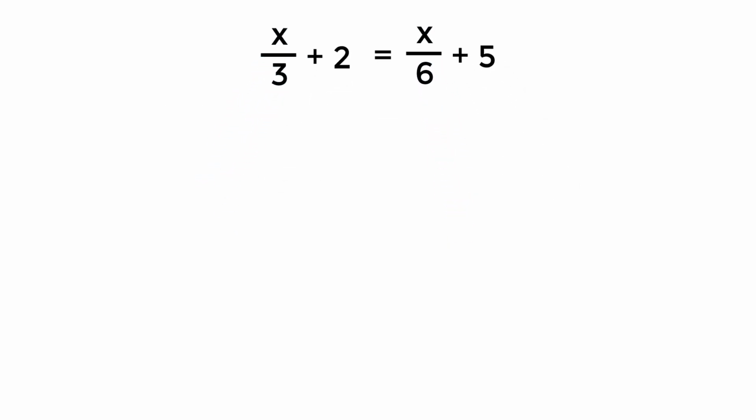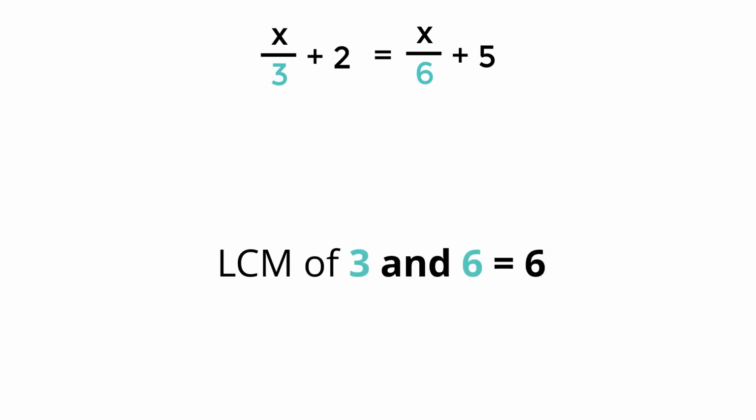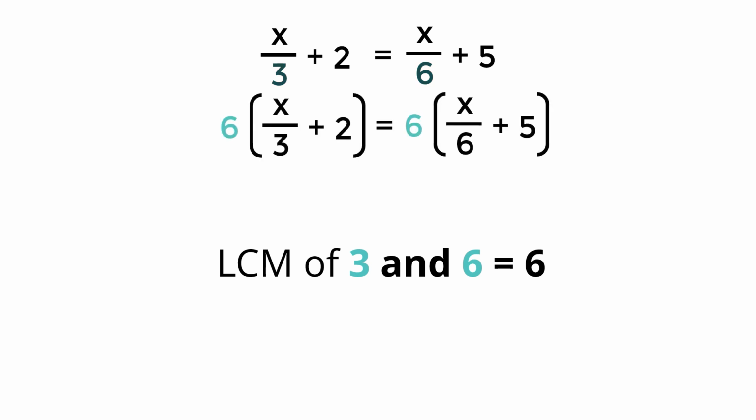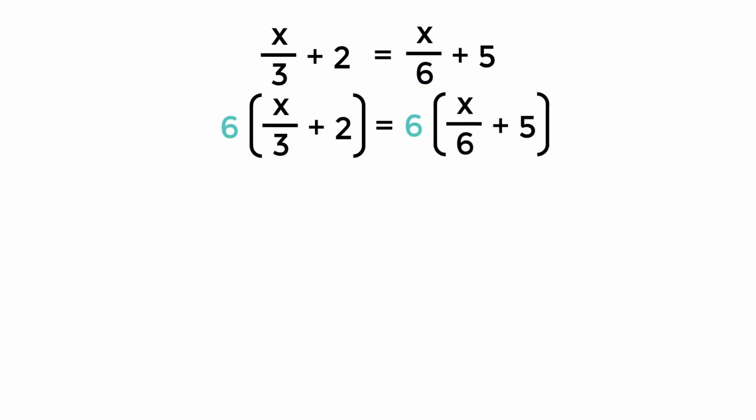Both sides of the equation contain fractions. To remove the fractions, we first find the lowest common multiple of the denominators, 3 and 6. If you need a quick review of how to find the lowest common multiple, you can check the video linked here. The lowest common multiple of 3 and 6 is 6, so we multiply the whole equation by 6. So we get 6 times (x over 3 plus 2) equals 6 times (x over 6 plus 5).